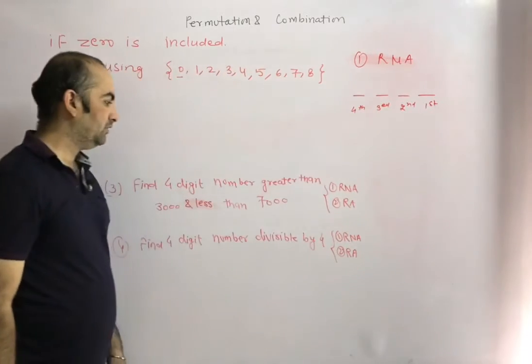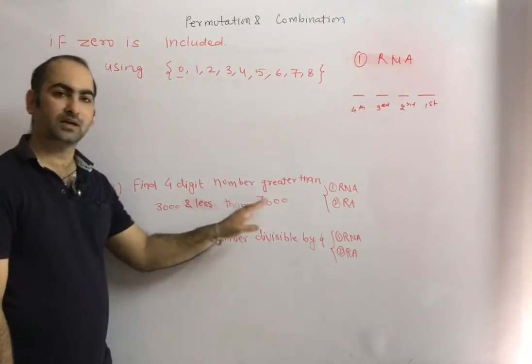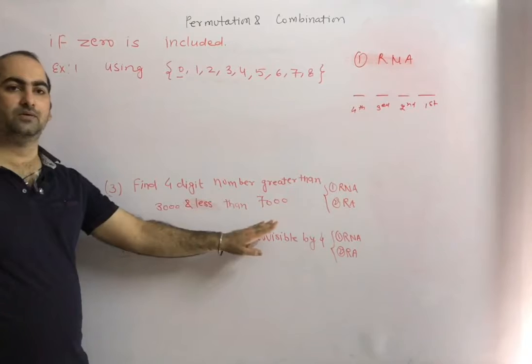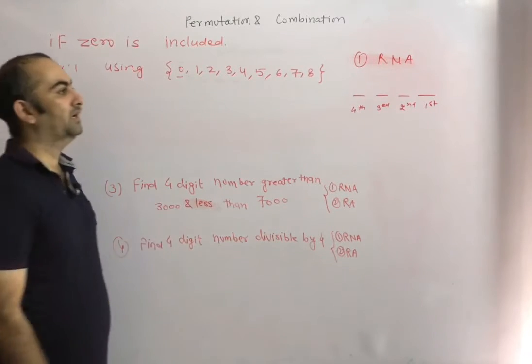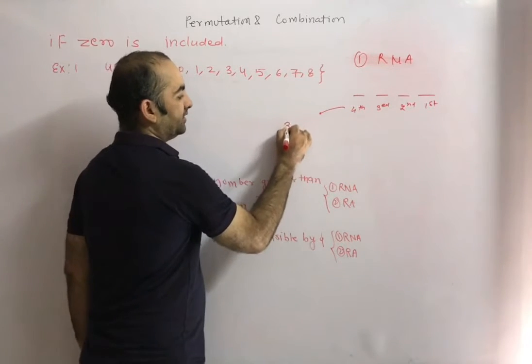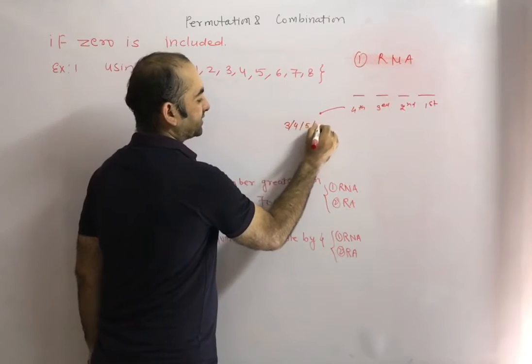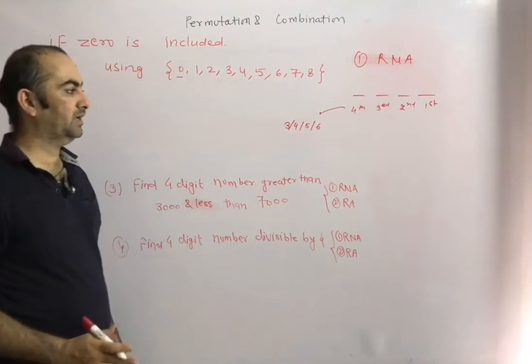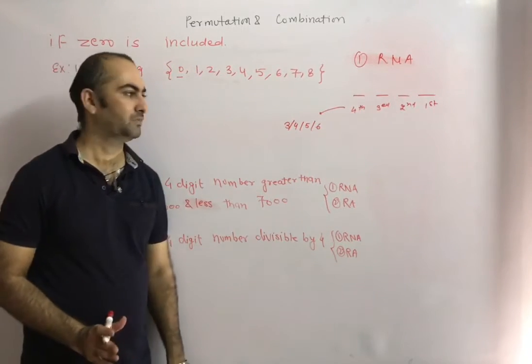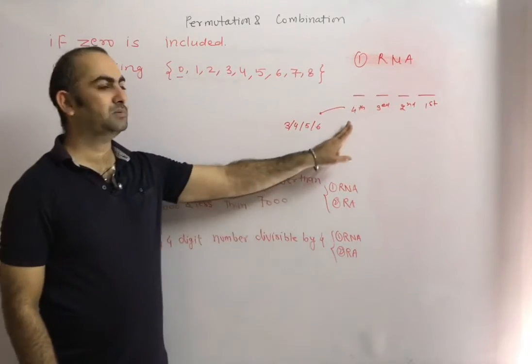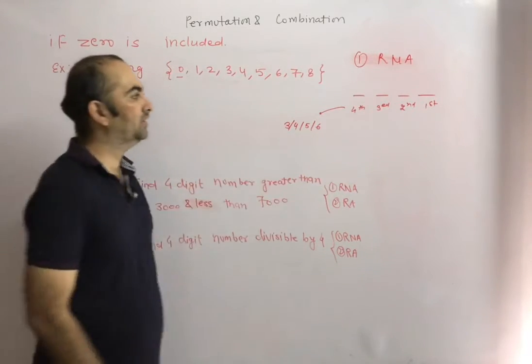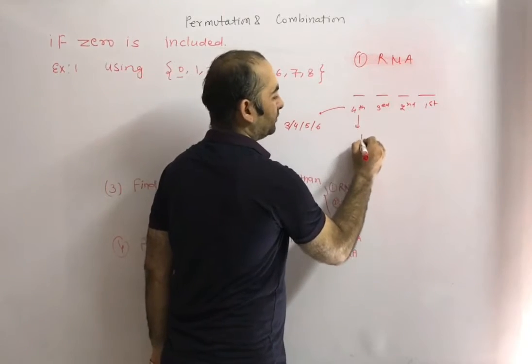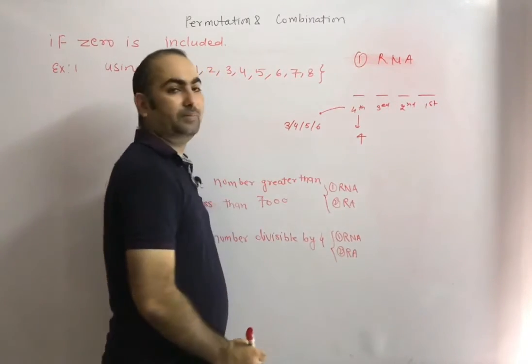Okay, now here we want a 4-digit number greater than 3000 and less than 7000. That means from here we can say that at fourth place should be what? Either 3 or 4 or 5 or 6. Correct? It should not be 7, 8, 9, or 1 and 2. Okay. That means at fourth place how many numbers can we put? 4 numbers. Now here repetition is not allowed.